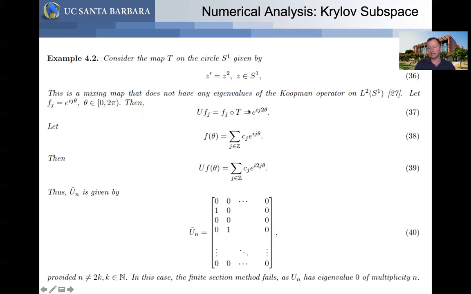And that never closes. You act on that function again, it is going to have a 4 here, 8, and so on and so forth. So the matrix representation is something like this.